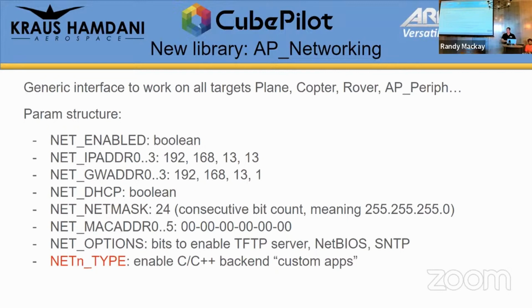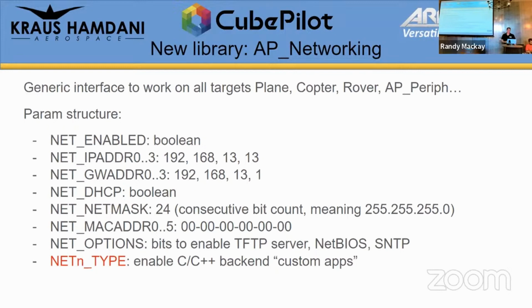There's net DHCP to turn that on, and then it'll boot up with IP of 0, and then it'll just be asking the network for a DHCP server to give it an IP. And the net mask is not, you don't say 255.255 or whatever, you actually just say how many bits you want. So the example here is 24 bits, and that'd be equivalent to 255.255.255.0.